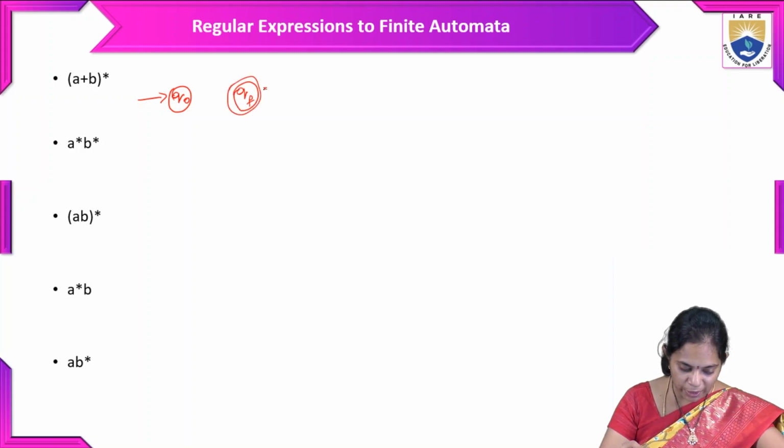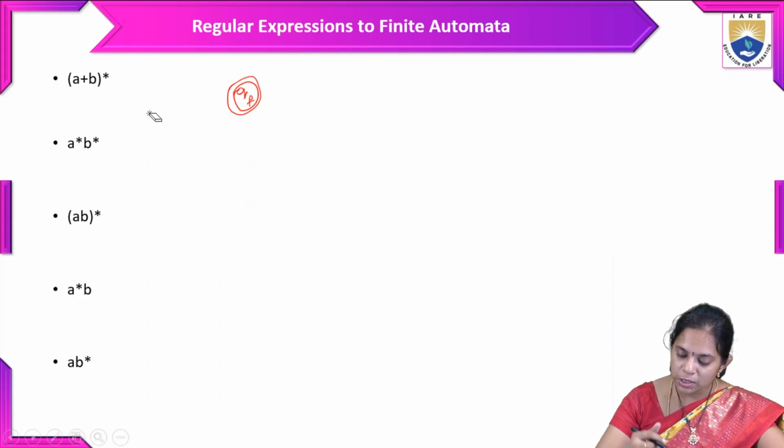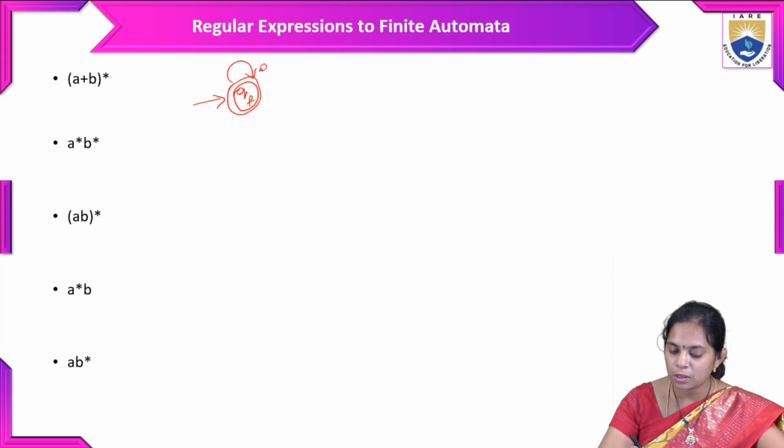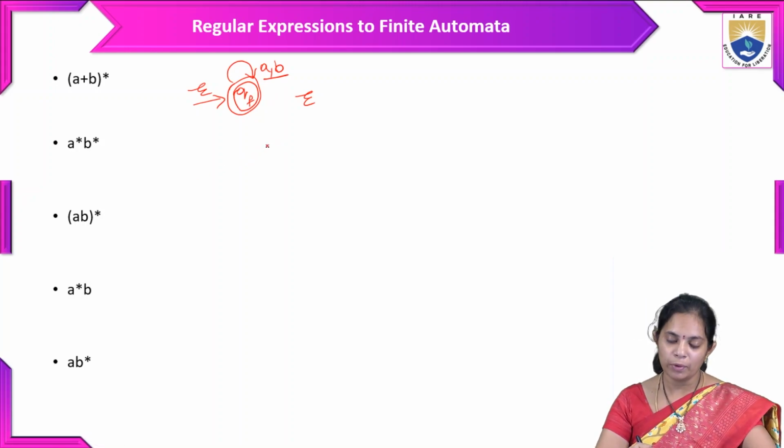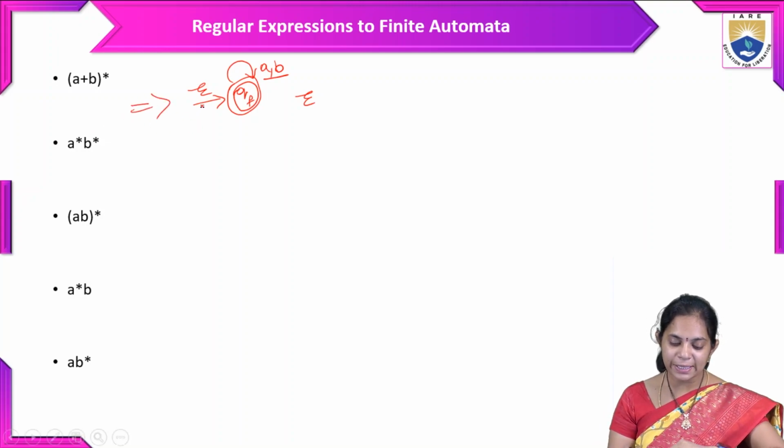And for A+B, here there is no separate state initially. A+B indicates two options which both lead to the final state. It also has epsilon as an input symbol, and it is reaching the final state with the two input symbols. So there is no need to take one more state here. Why? Because the two inputs both reach the final state, so A+B is represented like this. And then A*B*.